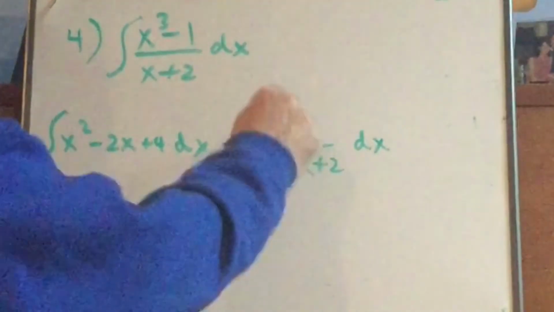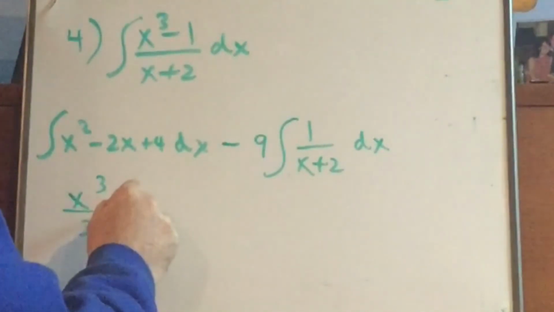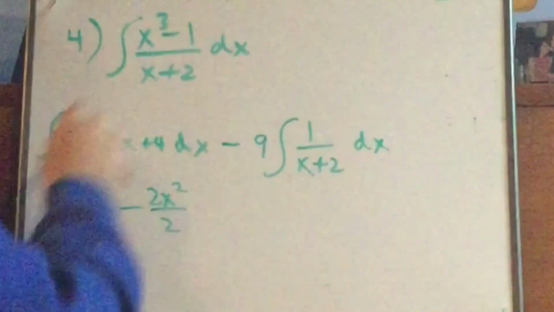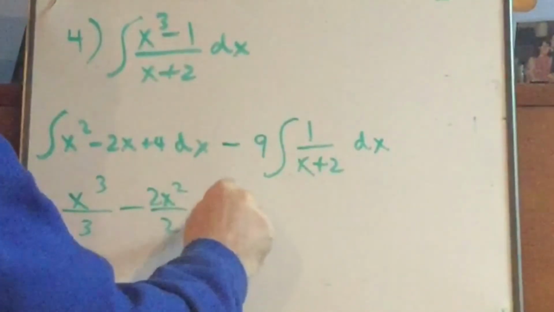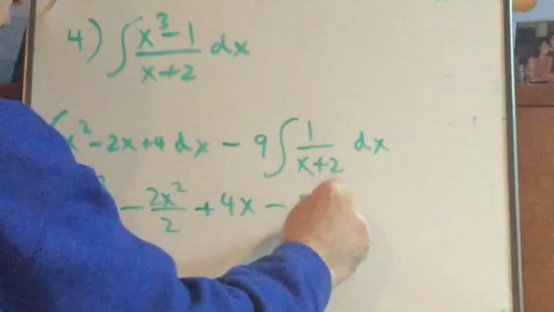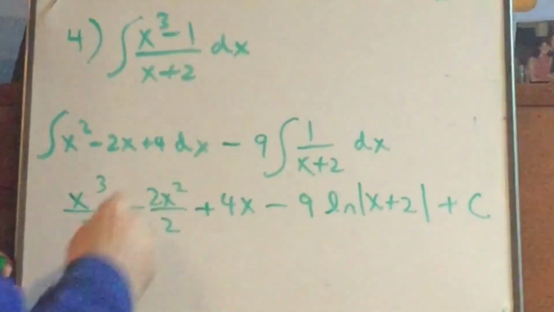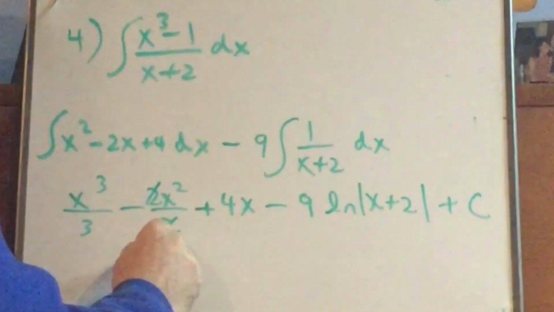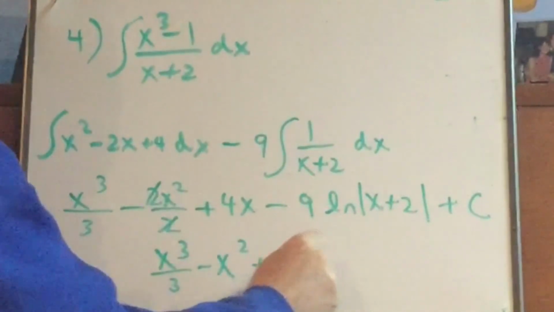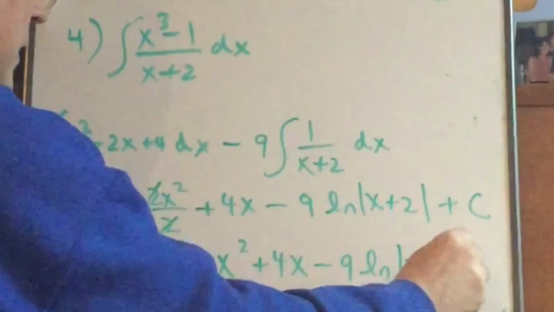before you could use the ln case. However, in this case, if I take the antiderivative, I get x cubed over 3 minus 2x squared over 2. Remember, when you take antiderivatives, you add 1 to the current exponent and divide by that new exponent. Plus 4x minus 9, and it's 1 over u, which is going to be the ln of the absolute value of x plus 2, plus c. And once again, I can simplify a little bit, cancel out the 2's, and end up with a final answer of x cubed over 3 minus x squared plus 4x minus 9 times the ln of x plus 2 plus c.